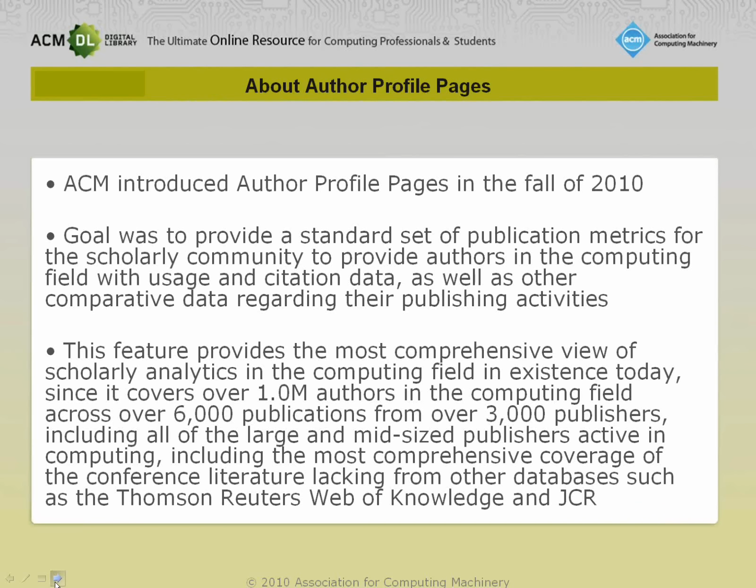This feature provides the most comprehensive view of scholarly analytics in the computing field in existence today, since it covers over 1 million authors, in fact I think about 1.25 million authors at present, in the computing field specifically, across over 6,000 publications from over 3,000 publishers around the world, including all of the large and mid-sized publishers active in the computing field today. It is the most comprehensive coverage of the conference literature as well, which is lacking from many of the other databases that provide citation information and statistics, the prime example being Thomson Reuters, ISI, Web of Knowledge, and the Journal Citation Reports.